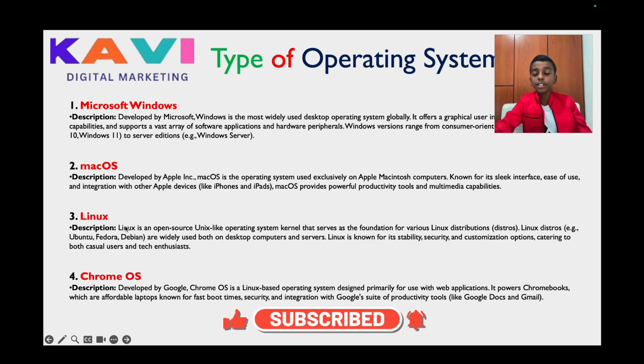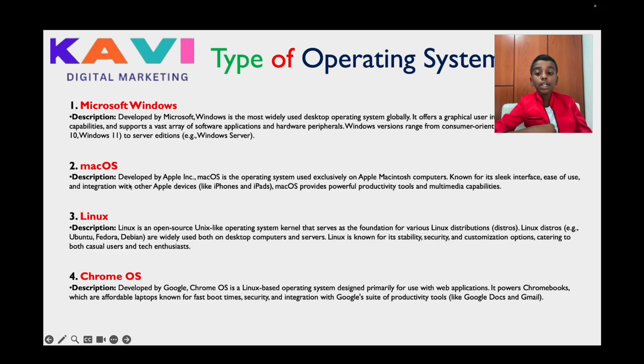Here we have Linux, and Linux is an open source Unix-like operating system kernel that serves as the foundation for various Linux distributions, or distros. Linux distributions range from Ubuntu, Fedora, Debian, to Kali Linux, and those are all widely used both on desktop computers and servers. Linux is known for its stability, security and customization options, catering to both casual users and tech enthusiasts.